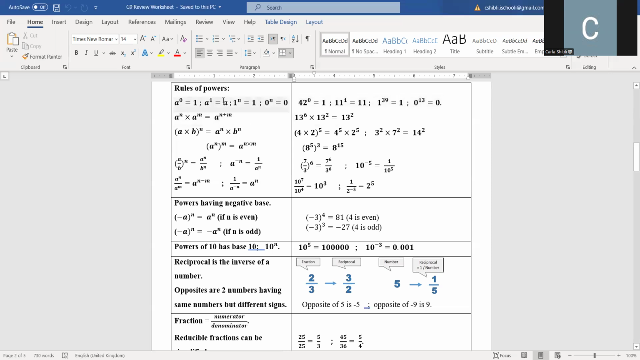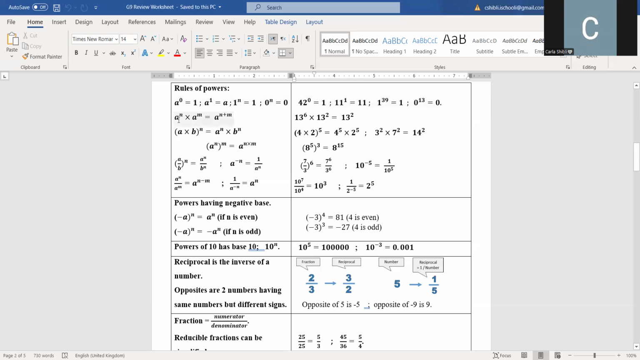A to the power 1 always equals A, as if I'm multiplying A by itself 1 time. 11 to the power 1 equals 11. 1 to the power n equals 1. For example, 1 to the power 39 equals 1, as if I'm multiplying 1 by itself 39 times. 0 to the power n equals 0. So 0 to the power 13, 0 times 0 times 0 times 0, gives you 0.